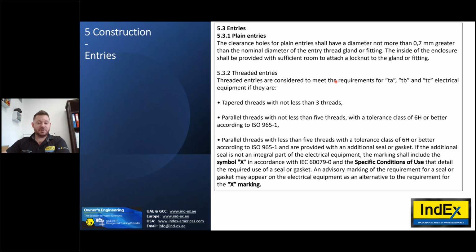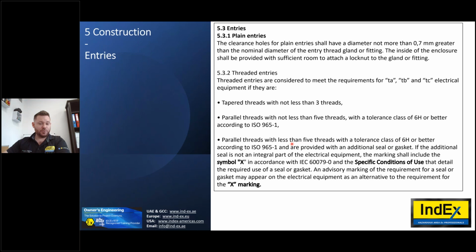Threaded entries for TA, TB, and TC. As we can see, there is a problem in the standard where they said tapered threads shall not be less than 3 threads. That's actually supposed to say 3.5, where parallel threads shall be minimum 5 threads of entry.